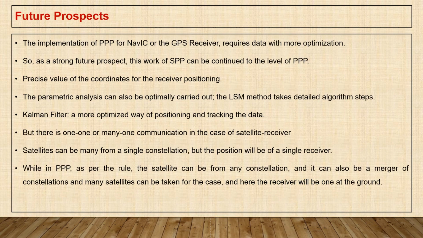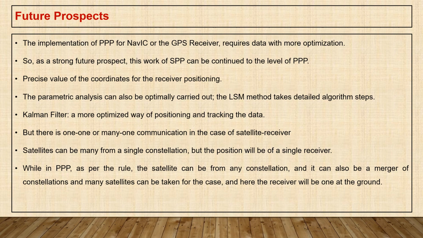So the implementation of triple P for NavIC or the GPS is a strong future prospect which requires data with more optimization. So the SPP can be extended to the level of triple P and the more precise value of coordinates for the receiver positioning can be obtained, as it has been found that Kalman filter is a more optimized way of positioning and data tracking.